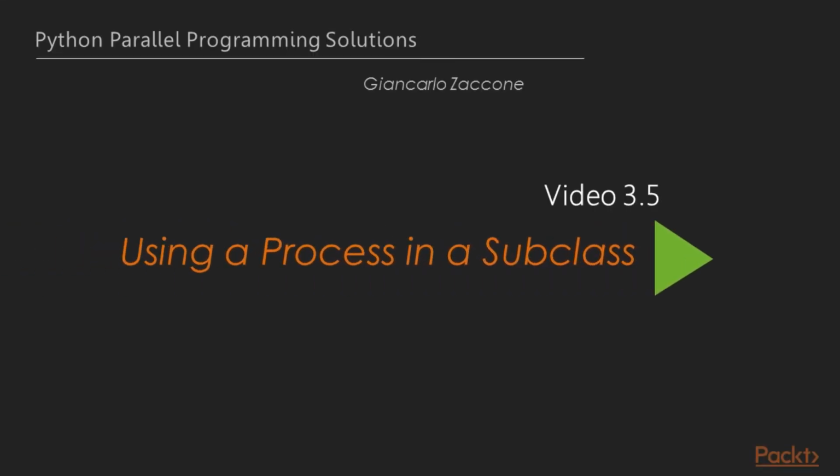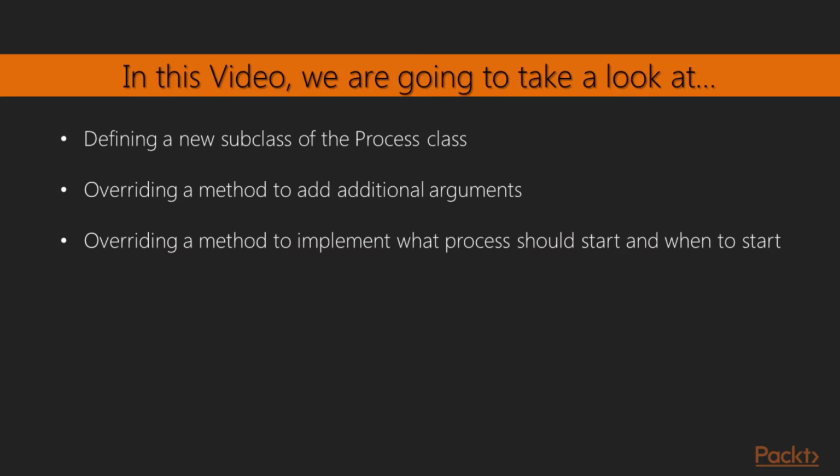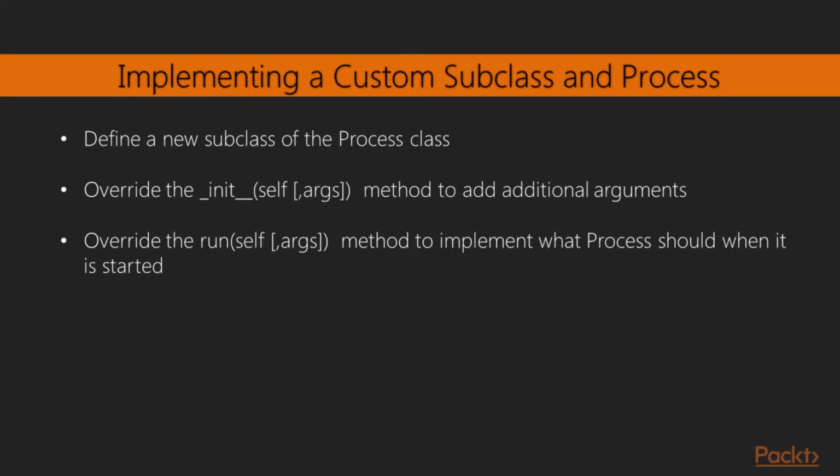In the previous video, we saw how to kill a process. Welcome to the fifth video, using a process in a subclass. In this video, we'll define a new subclass of the process class. We'll then override a method to add additional arguments and also to implement what the process should do when it starts. To implement a custom subclass and process, we must 1. Define a new subclass of the process class. 2. Override the __init__(self, args) method to add additional arguments. 3. Override the run(self, args) method to implement what the process should do when it starts.